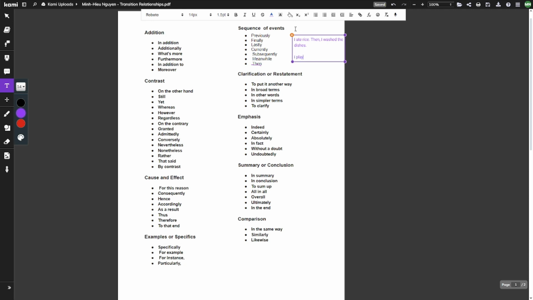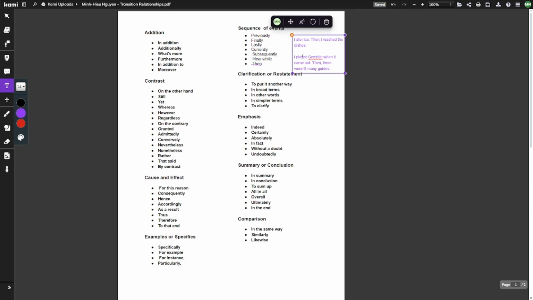Let's say I had the example: I played Genshin when it came out. Then there weren't many guides. So the first sense, I did something, then I did another thing. The second sense of then is used to refer back to a certain point in time. So I said first, I played Genshin when it just came out, and back then there weren't many guides. Here I'm using then to refer back to a specific point in time. What I'm trying to get across is that if you see then in an answer choice, it might not match one of these definitions, but it could match the other. So keep an open mind and make sure you look out for that.